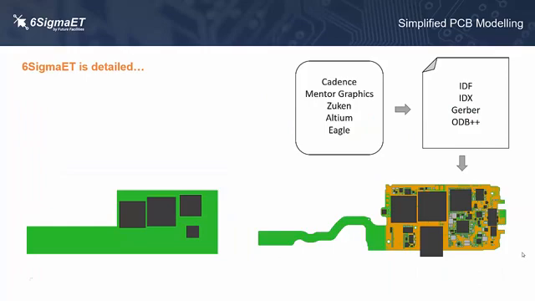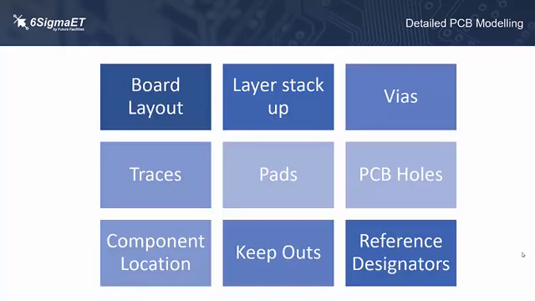Six Sigma ET is detailed. We can simulate everything from a simple concept design, which can be built up using our intelligent modeling objects, all the way up to a full detailed PCB that can be imported from your EDA tool of choice. A full detailed PCB will include the full board layout, the layer stack up, all the thermal vias, all the traces, all the holes, and the location of each and every component.